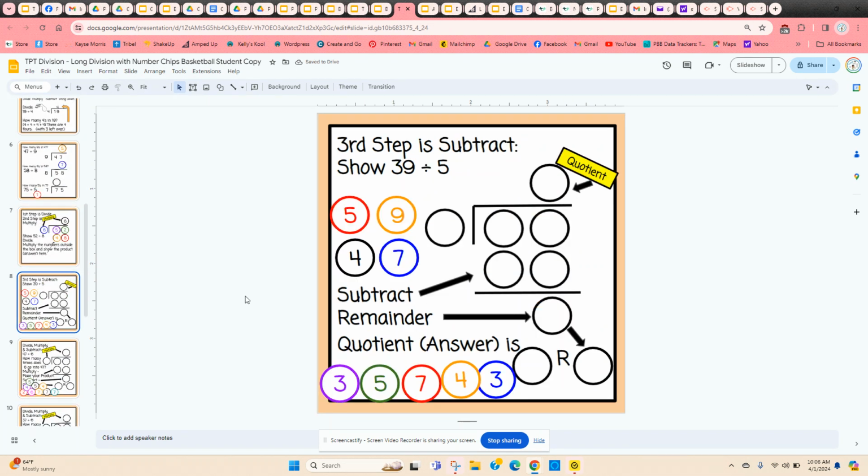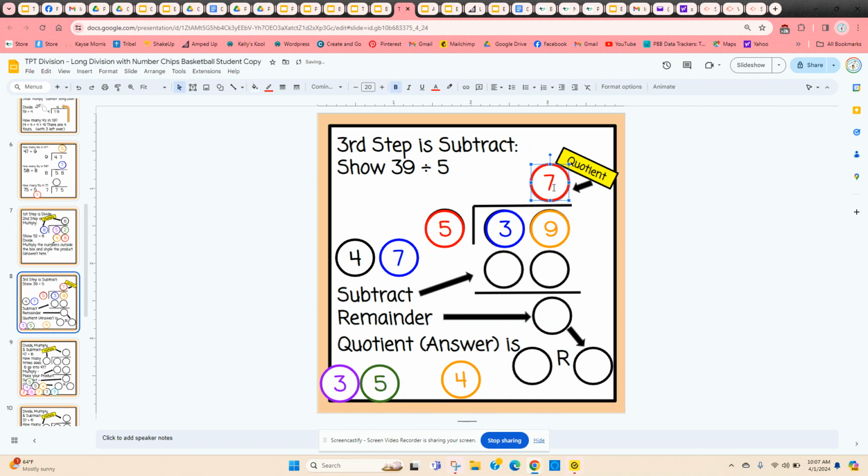The next slide, they're going to add a third step, which is subtract. So here they have 39 divided by 5. They're going to place the numbers in the correct place. Then they're going to divide. 5 goes into 39 7 times. Multiply. 7 times 5 is 35.